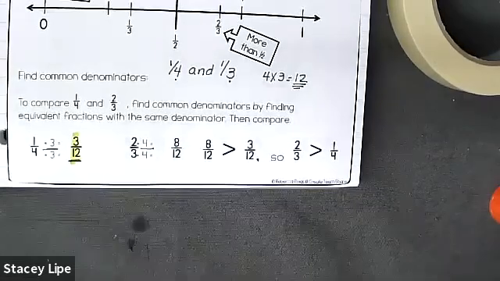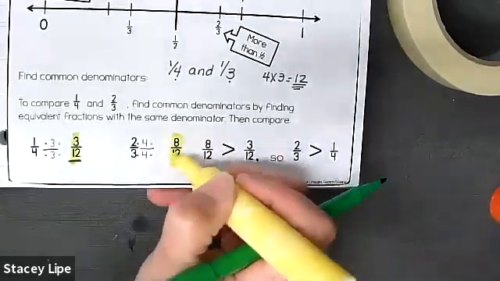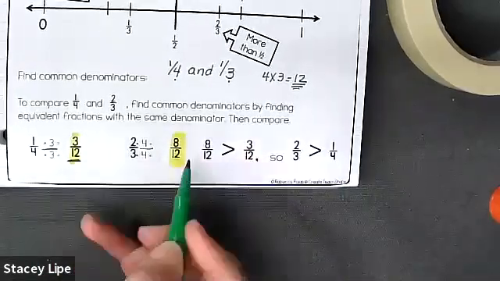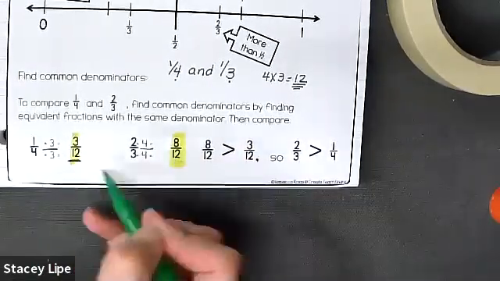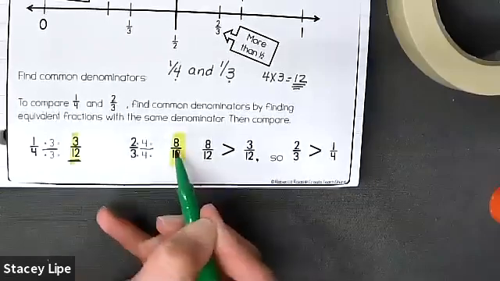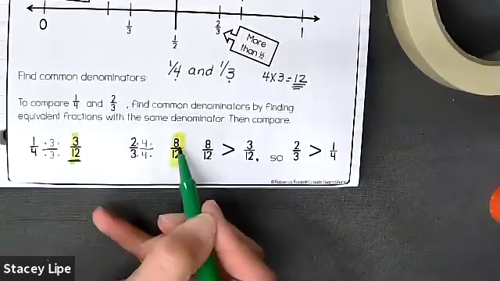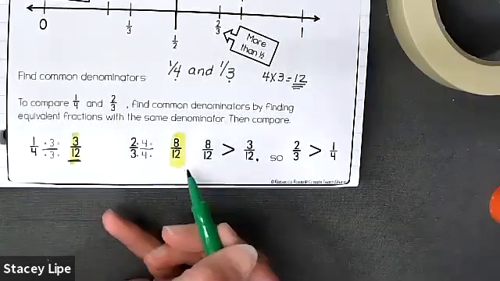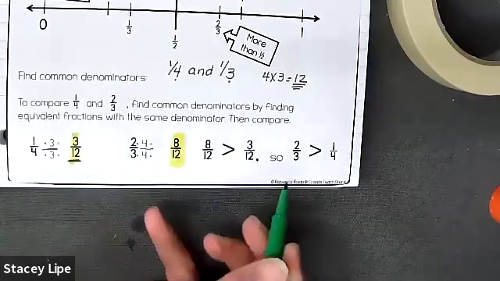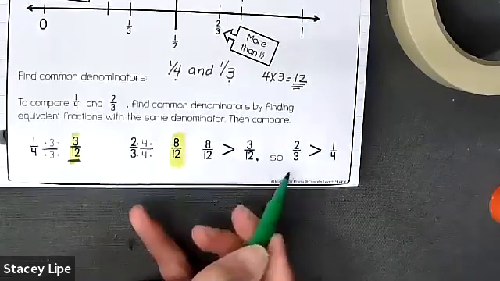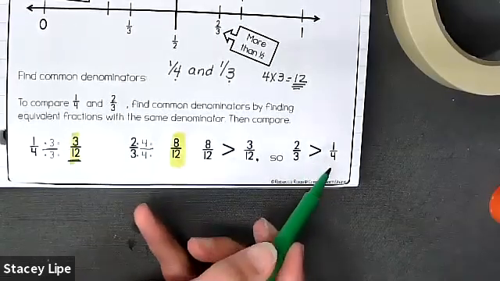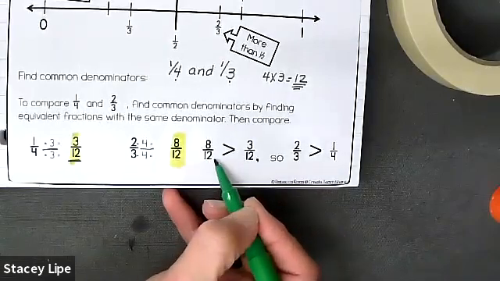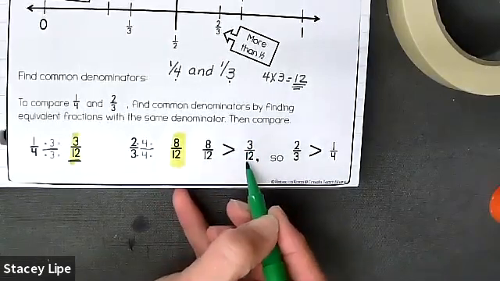So now we're going to compare 8/12 to 3/12. When we have a common denominator at the bottom, we are just looking at the numerator. So which numerator is larger? The 8 is larger. So that means that 2/3 is larger than 1/4. So 8/12 is greater than 3/12.